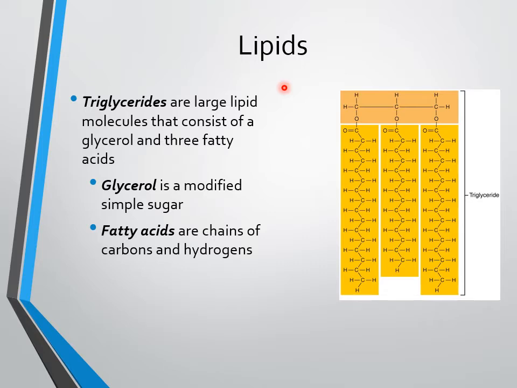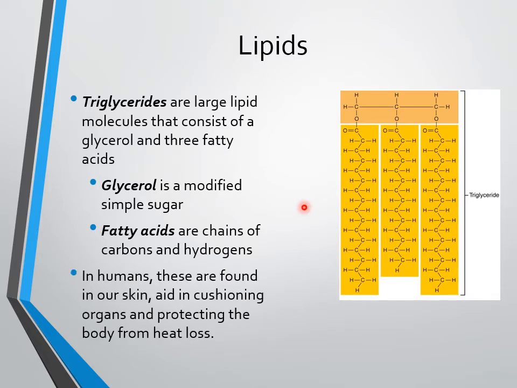So glycerol is a modified simple sugar, so that is this at the top. And the fatty acid chains are just chains of hydrogen and carbon. You can see all the way down, it's just a bunch of carbons and a bunch of hydrogens. So in humans, these are found in our skin. They also aid in cushioning around the organs, and they protect the body from heat loss.